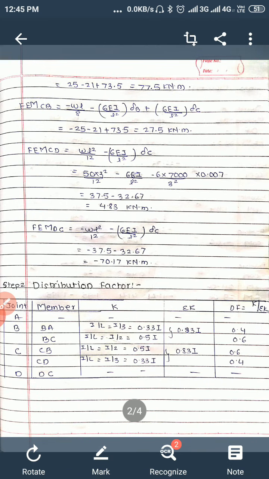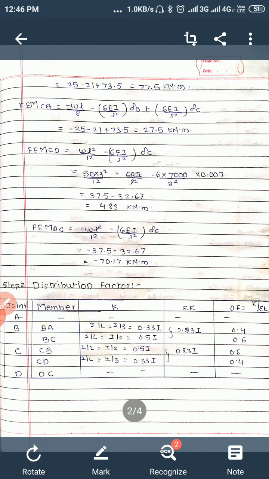Just remember two cases. When the far end is fixed or intermediate or continuous, we take the relative stiffness as I/L, where I is the moment of inertia and L is the length of that particular span of beam. If the far end is simply supported, roller supported, hinge supported, or overhang, in those cases we take the relative stiffness as 3/4 of I/L. This is the difference, and just remember it.